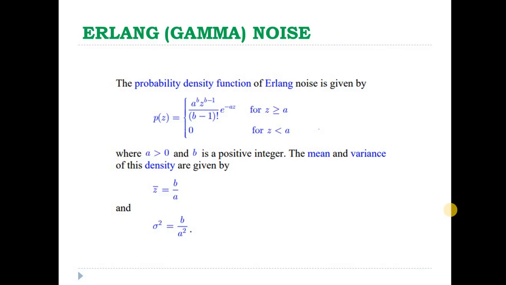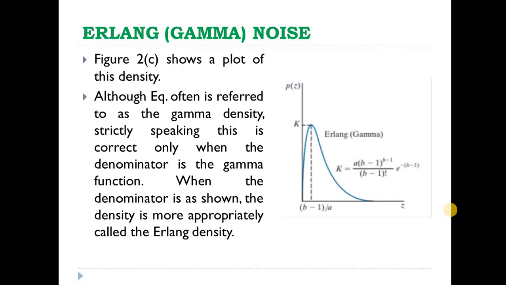Next, Erlang noise, otherwise called gamma noise. The probability density function is given by P(z) = (a^b z^(b−1) / (b−1)!) e^(−az) for z greater than or equal to 0, and 0 if z is less than 0. Here a is greater than 0 and b is a positive integer. The mean of this PDF is z bar equal to b by a, and the variance is b by a squared. This is also a skewed curve. Here the distribution is skewed towards the left.